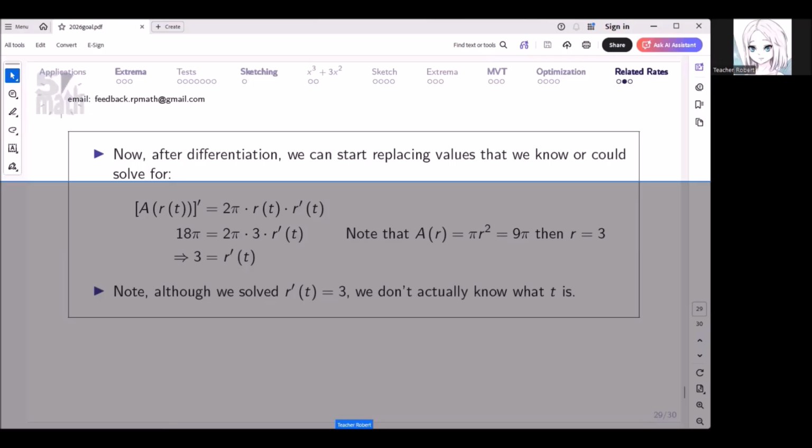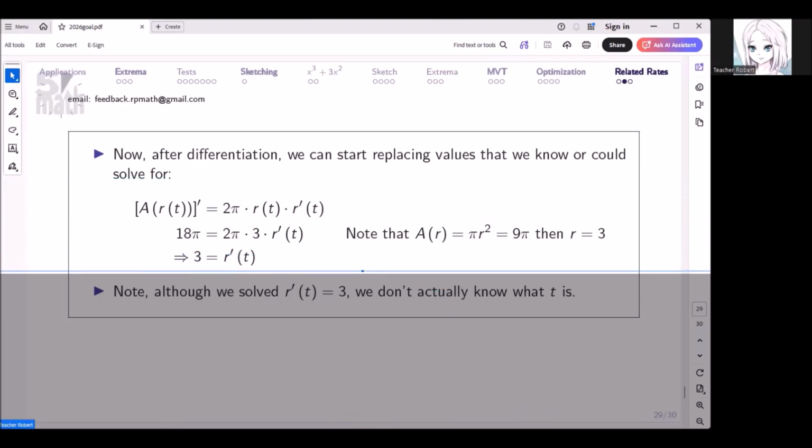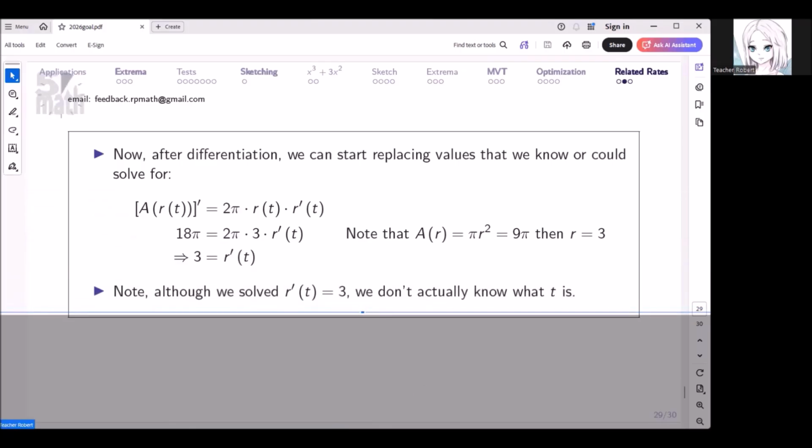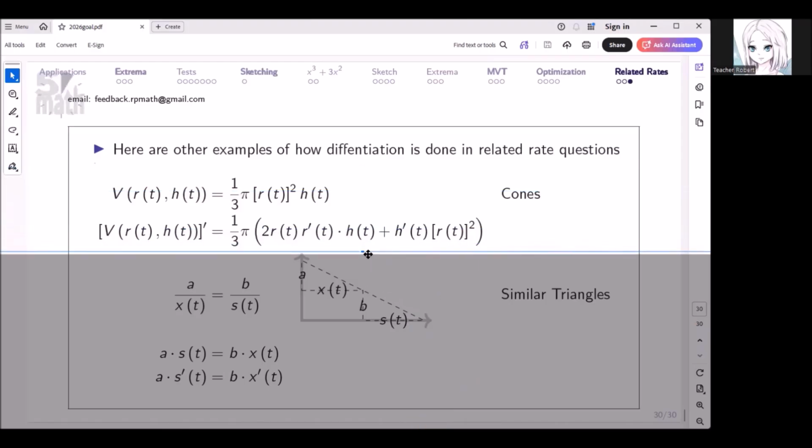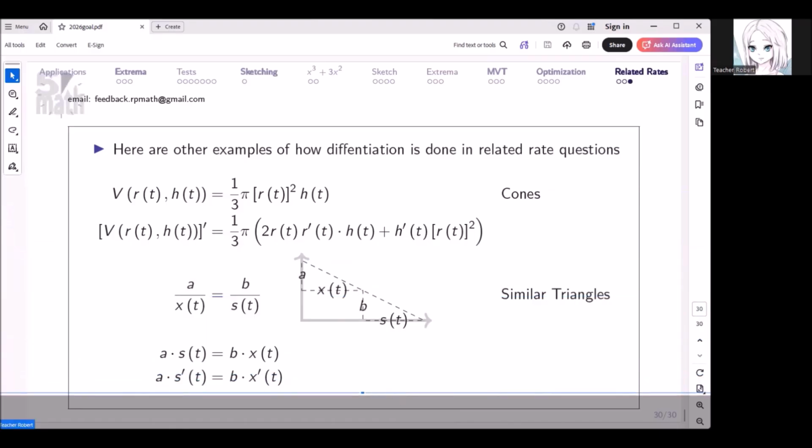Now, after differentiation, we can start replacing values that we know or could solve for. We have the following. Note, although we solved r prime of t equals 3, we don't actually know what t is. Here are other examples of how differentiation is done in related rate questions. Cones, similar triangles.